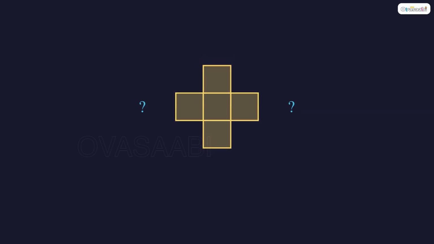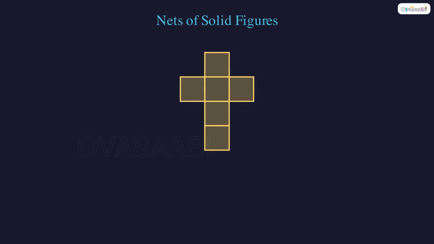Have you ever wondered how a flat piece of cardboard becomes a box? Today we'll discover the secret: nets of solid figures. A net is the flat shape you get when you unfold a 3D solid completely. Think of it like peeling off the surface and laying it flat.